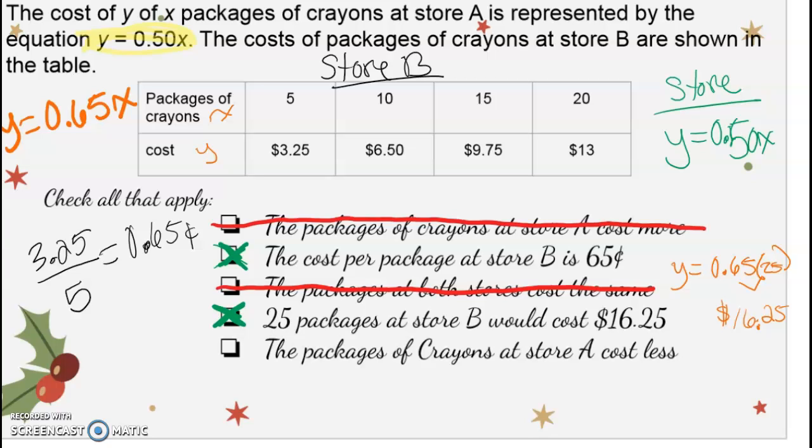And let's check the last one. The packages of crayons at store A cost less. Is that true? Absolutely. Store A only costs 50 cents versus 65 cents for packages of crayons. So anytime you have questions like this, use your process of elimination. Figure out what each of the equations would be, my biggest suggestion, and then compare them.